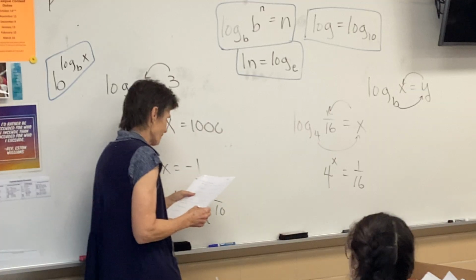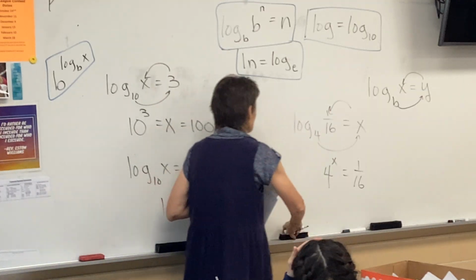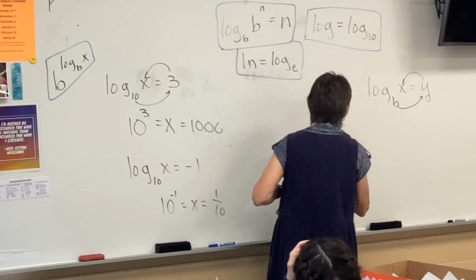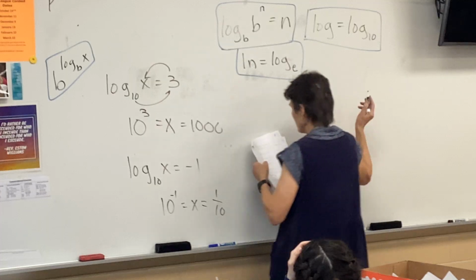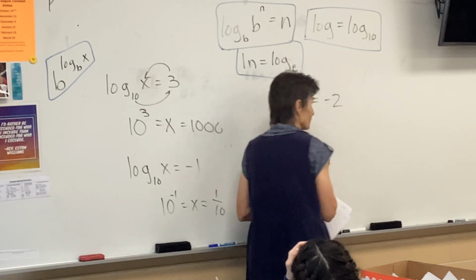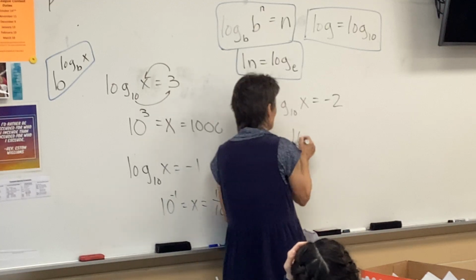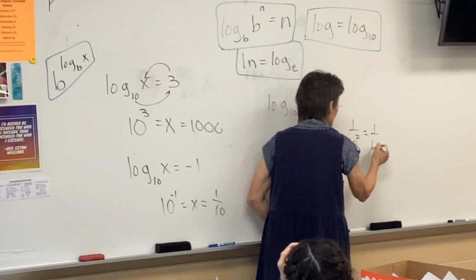What's C? Do the same exact thing. What is the answer to C? I heard somebody say it back there. 1 over 100. 10 to the negative 2 is 1 over 10 squared, that's 1 over 100.